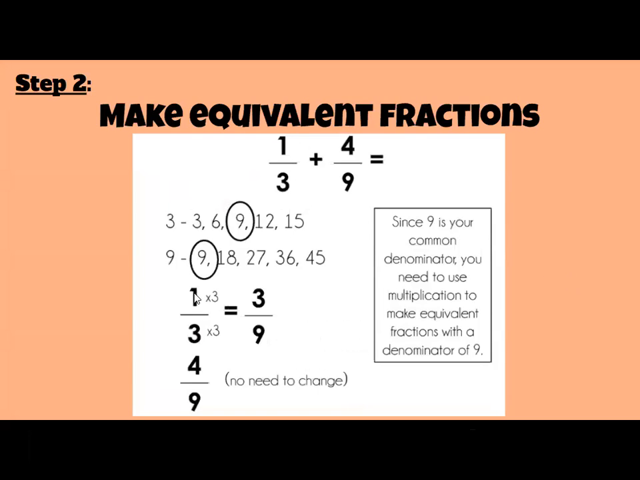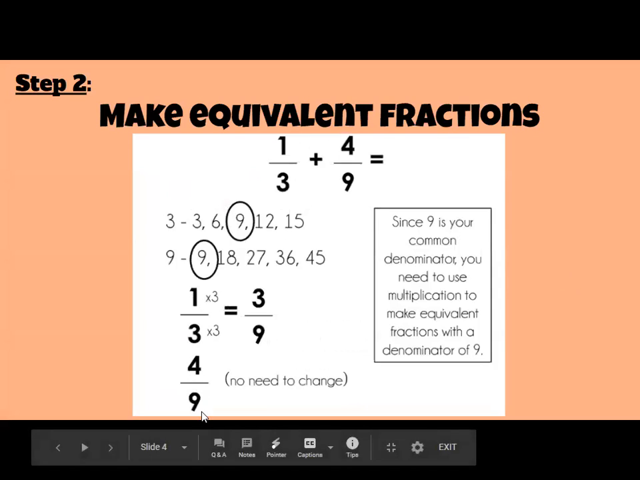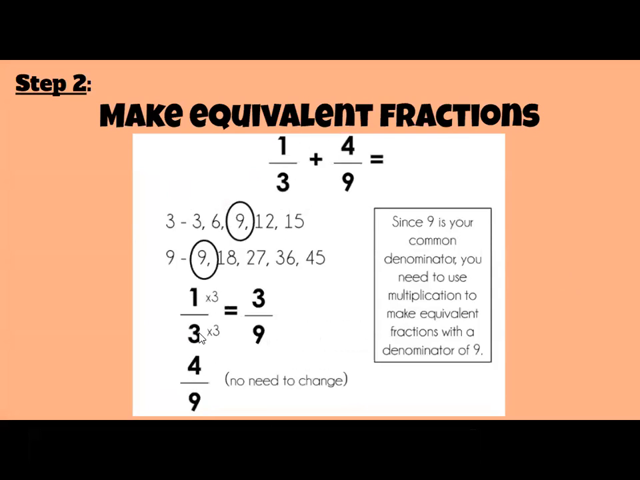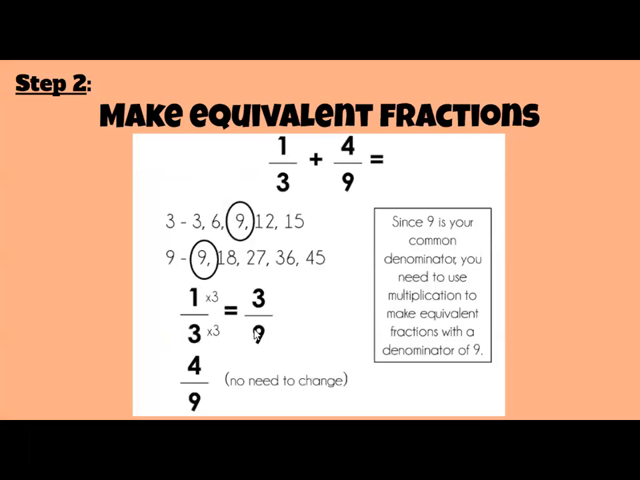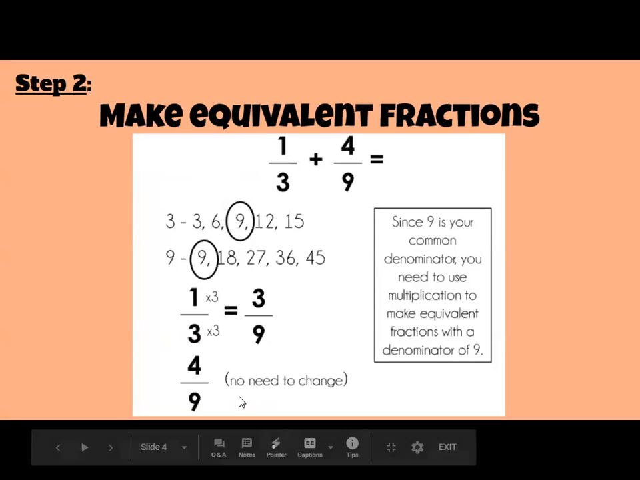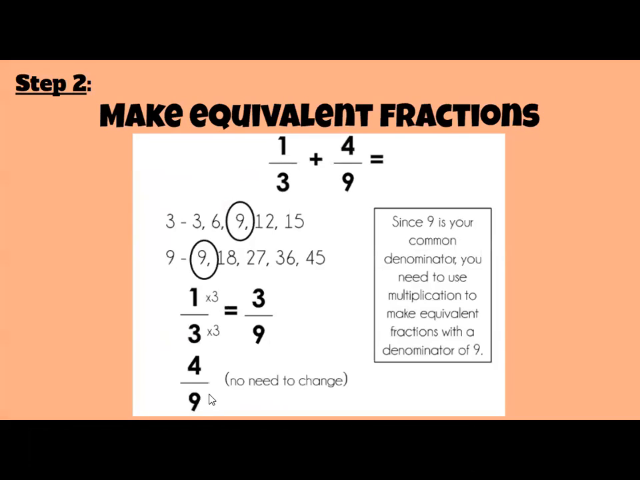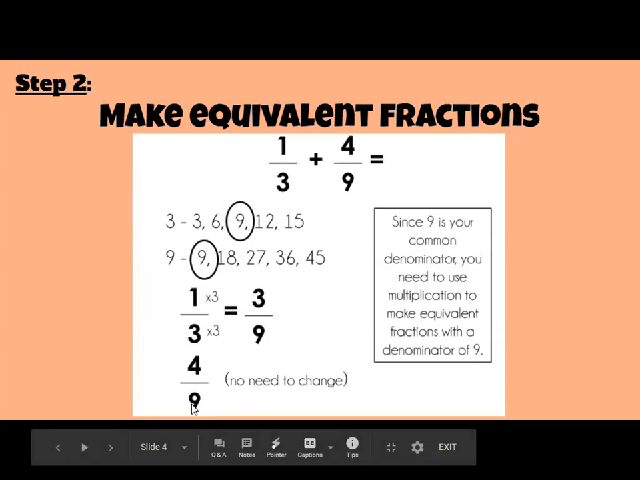So as you see, it's best to go ahead and stack your problem one on top of the other. So we have 1/3 and 4/9. So that way, right beside your fraction, you can write your equivalent fraction. So since 9 is your common denominator, you need to use multiplication to make equivalent fractions with a denominator of 9. So that's why it's important, in 4th grade, we learned how to make those equivalent fractions. So our second addend, 4/9, we don't need to change this fraction because it already has a 9 in its denominator. So we can just leave 4/9 as is.